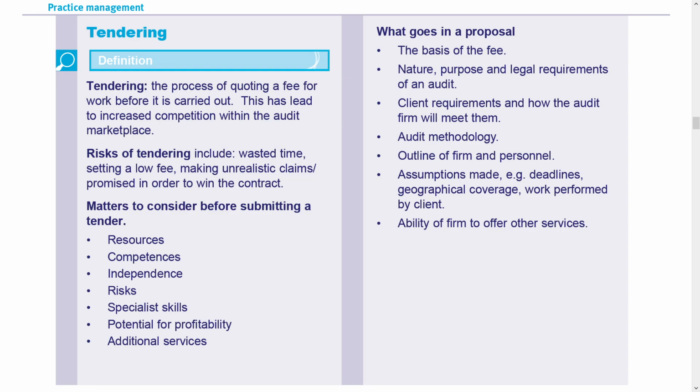First of all, the fee. What is the fee? What is the basis of that fee? Number 2, the nature, the purpose and the legal requirement of an audit. Number 3, the client requirements and how the audit firm will meet them. Audit methodology. Outline of firm and the personnel. Assumptions that are made, for example, the deadlines, the geographical coverage, the work performed by the client, and ability of the firm to offer other services. Okay, all this will go in the proposal.